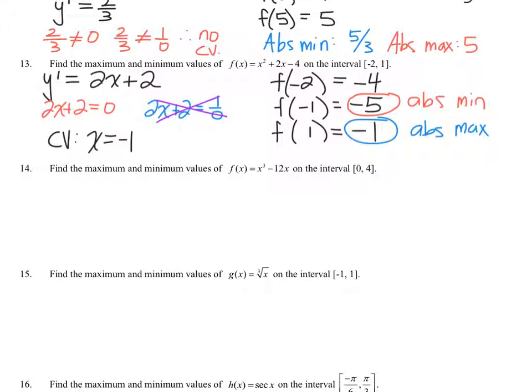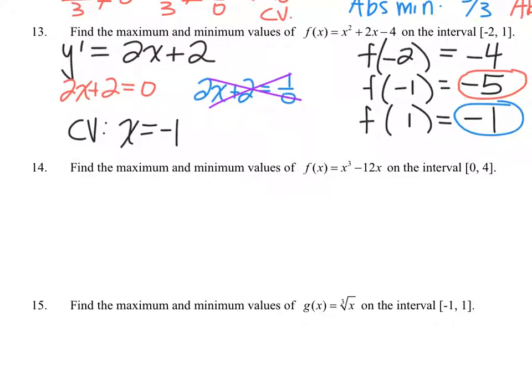So, cubic function. Continuous and differentiable for all values of x. The next one, radical function, but it's cube root, so also continuous and differentiable. If it were an even root, that's a different story. All right, but we can go right to the derivative here. So y prime would be equal to 3x squared minus 12. Set it equal to 0.